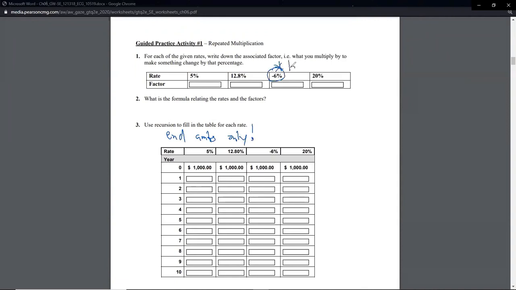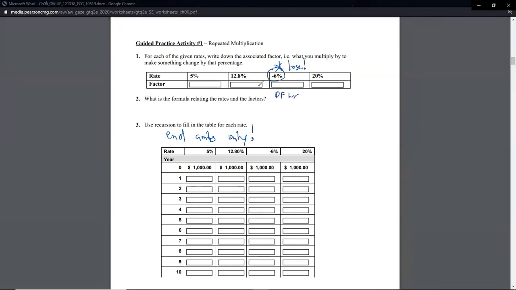This means you're losing money each year. This means that your money is going to go from $1,000 to, I don't know, maybe $900 and some change, and then down to $800 and some change, and then eventually $700 some change, eventually $600 and some change. So this one will be going down. So that's not a growth factor, it's a decay factor. It's the 1 minus R instead.